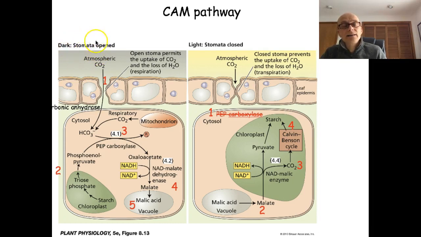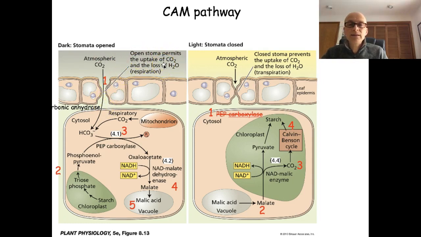So at dark, at night, the stomata are open. And that means that when it's hot during the day, plants would lose a lot of water through open stomata, right? So they close the stomata during the day, but when they close the stomata to prevent water loss, they also cannot pick up any carbon dioxide. So if they pick up carbon dioxide at night, they can prevent the loss of water.